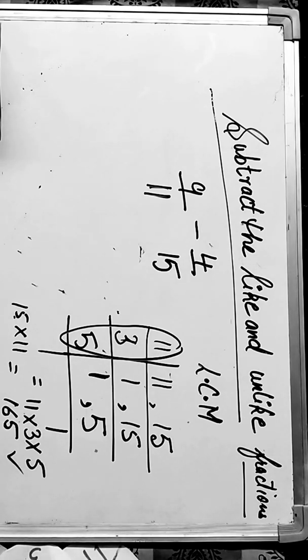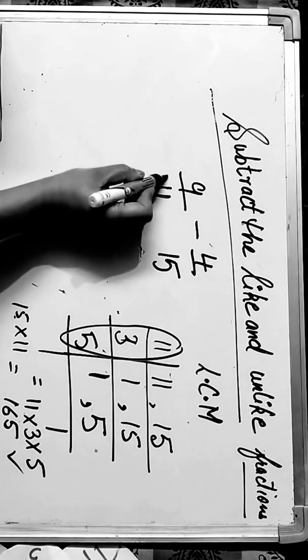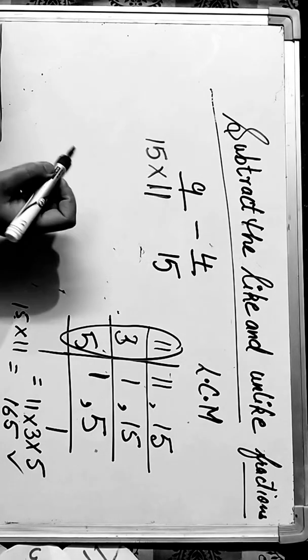Now what do you think, which number should I multiply 11 by to make it 165? I have to multiply that with 15. There is no other option.